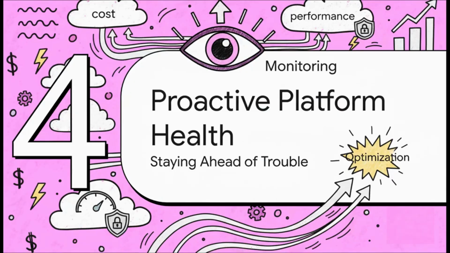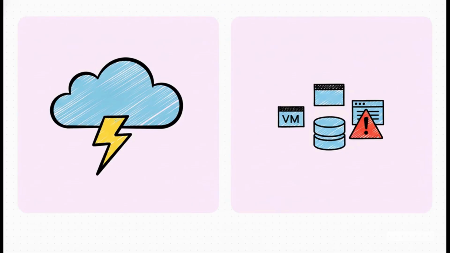Now, beyond just watching your own resources, a great admin keeps one eye on the health of the entire Azure platform itself. This last piece of the puzzle is all about using Azure's own intelligence to stay ahead of trouble and keep your environment optimized for cost, security, and performance. And this slide right here, this is a classic exam trap.